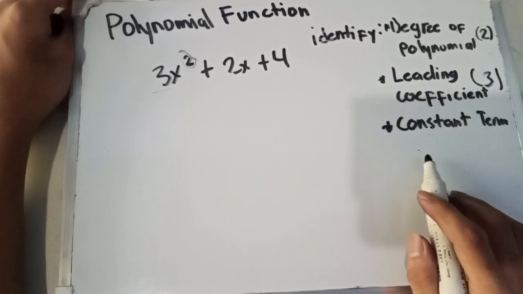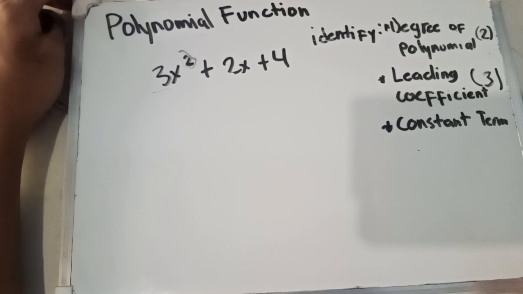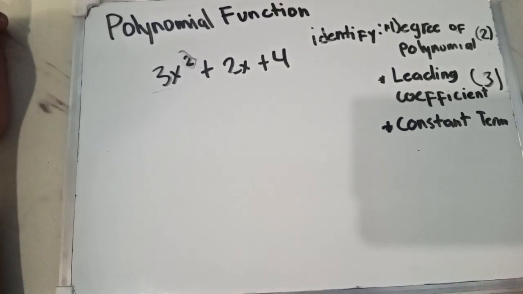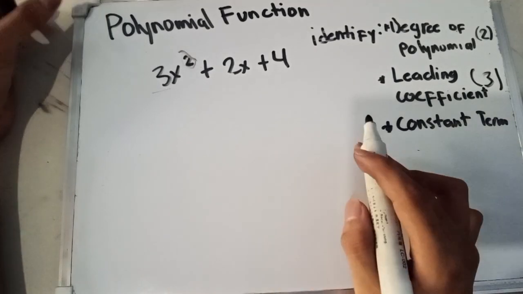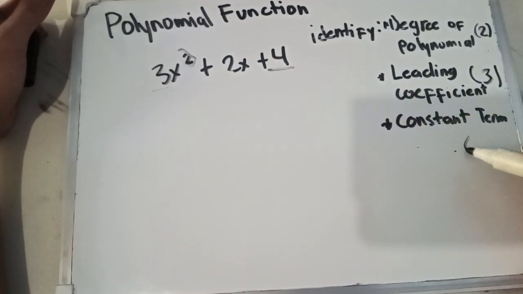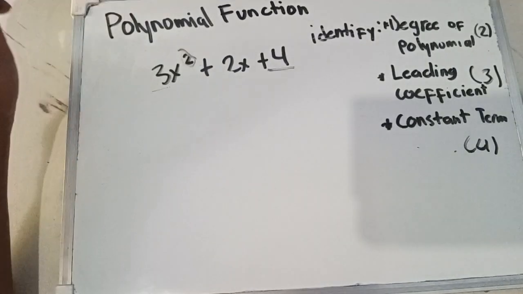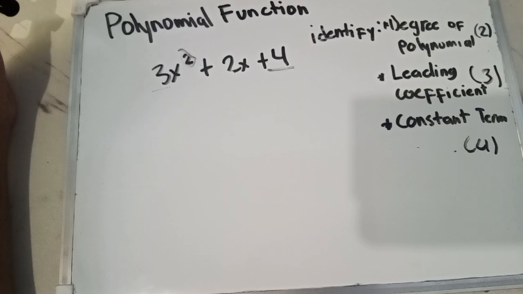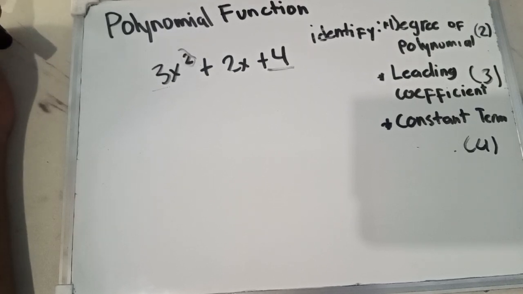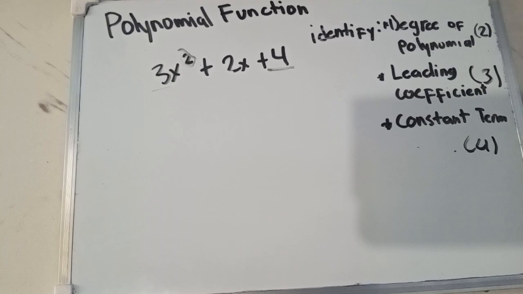Now, the constant term is the term with no variable, no x, y, or so on. So if you observe, this term is the only term with no variable. So 4 is our constant term, meaning it will not change whatever the value of x is. So it's constant. Now we're done with parts of polynomial. Let's move on to types of polynomial in terms of degree.